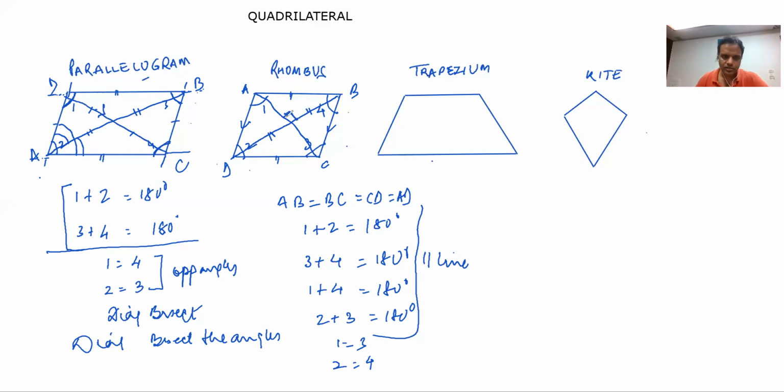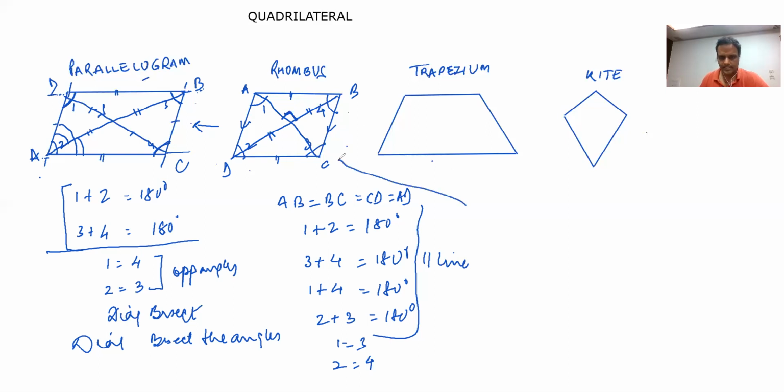Diagonals bisect each other at 90 degrees. This is the differentiating property from the parallelogram, right? So this is on the rhombus.